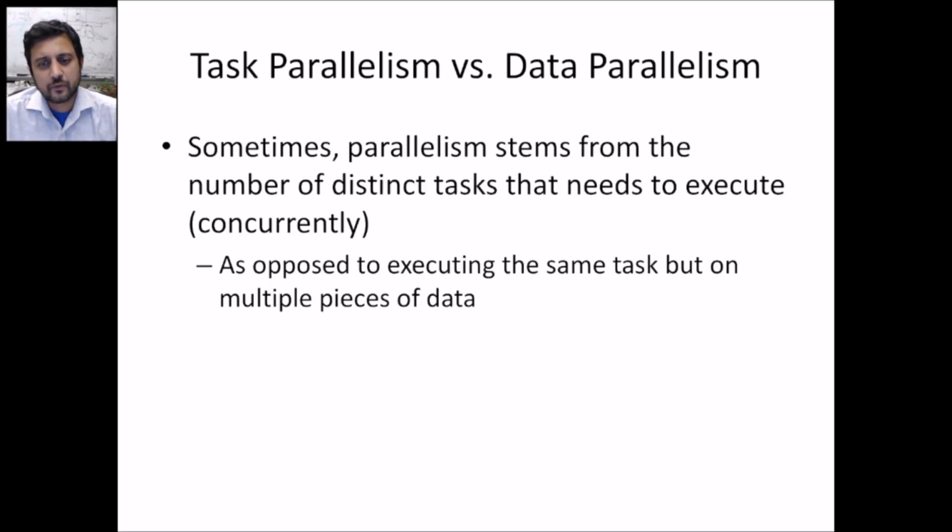Contrast this to where you have parallelism or concurrency that emerges by virtue of the fact that we have a large volume of data, and you can distribute the data across parallel machines and have the parallel machines concurrently execute the same task on those different pieces of data. That version is what is called data parallelism. For this lecture, we will primarily focus on task parallelism.